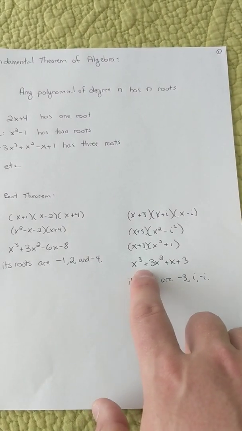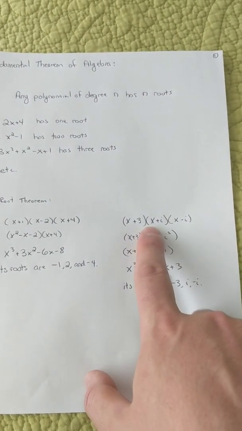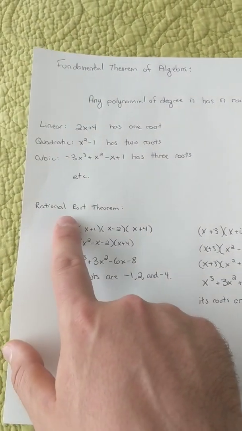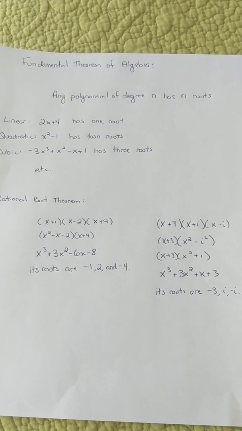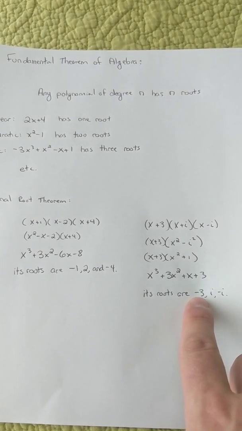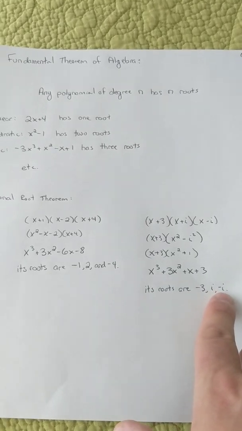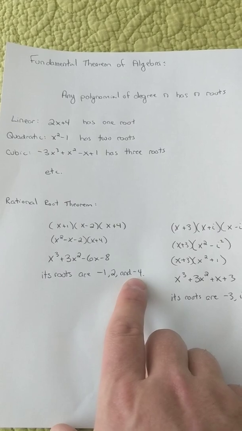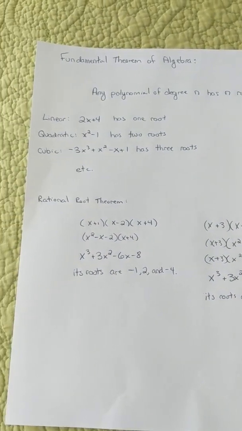But what if I was only given this polynomial here? I probably couldn't work backwards to find this factored form. So what we're going to have is something called the rational root theorem, which allows us to find at least one of the rational roots. In this case, -3 is the rational root that we would have found, and then we'd use that to find the other two. Over here, we could have found -1 or 2 or -4. We would have used that to find the other factored forms.